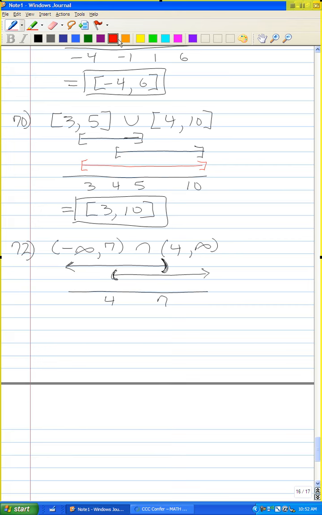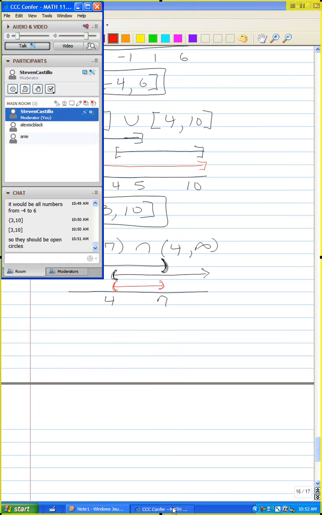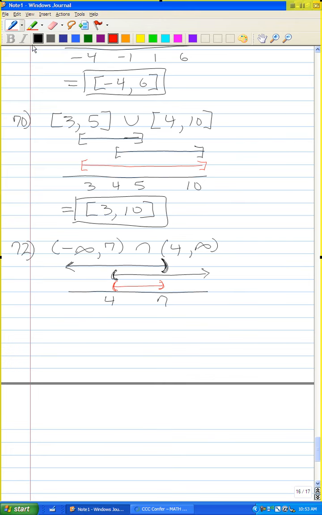So that'll have to be the overlap. So what's in both sets? Well, what's in both sets is actually the open interval 4 to 7. Yep, they are open circles, correct. So in this case, it is the open interval 4, 7.